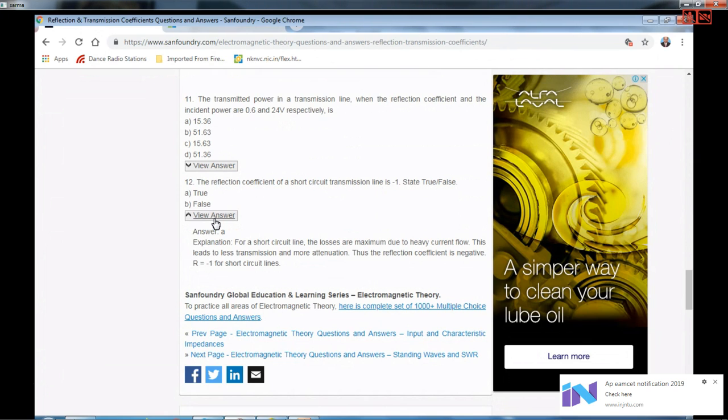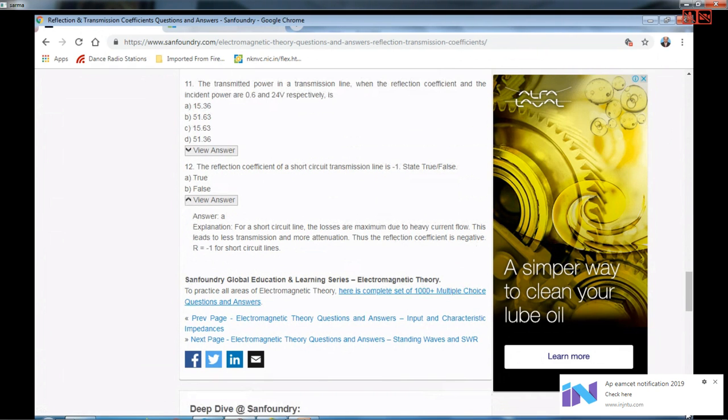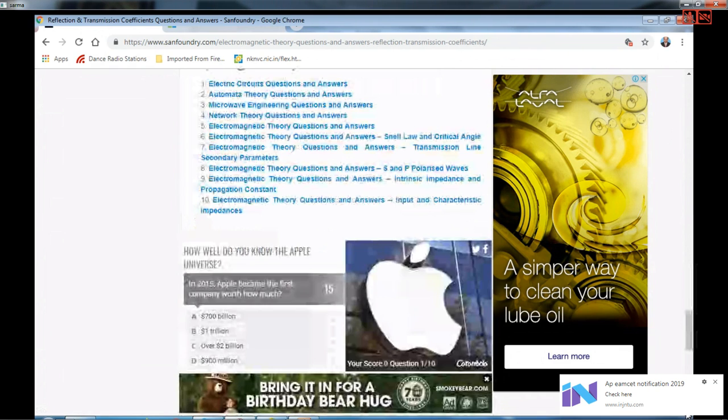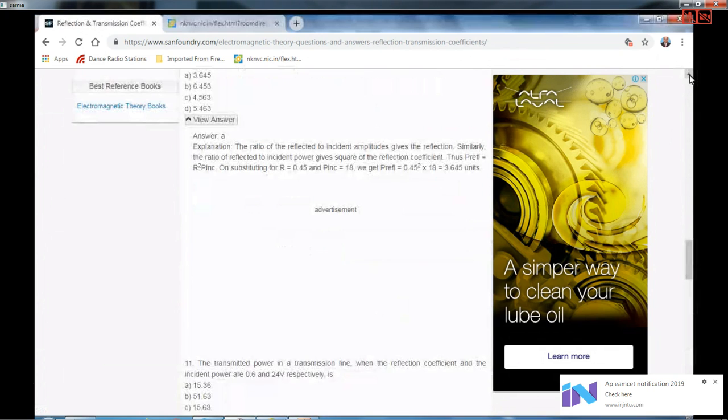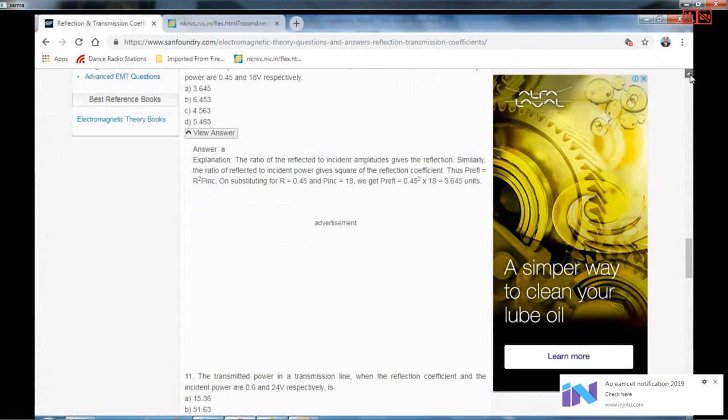So the voltage got to be 0, and the reflected and incident ones must be opposite in phase in terms of voltage. So the reflected voltage is equal to minus V incident. So the reflection coefficient is V reflected by V incident, that is equal to minus V incident by V incident, or it should be equal to -1. So thereby it should be true, that is A. So that's how you can find out some of the interesting questions for these transmission lines, and this is about the transmission line reflection coefficient and other aspects.